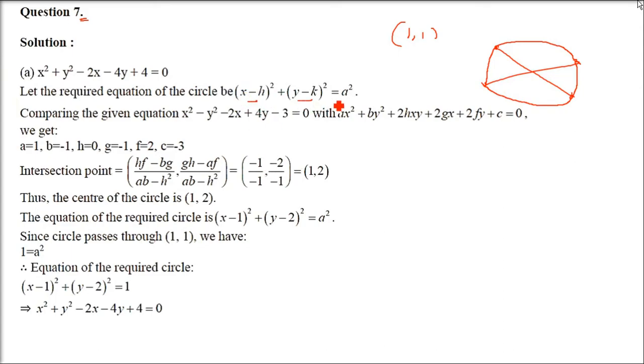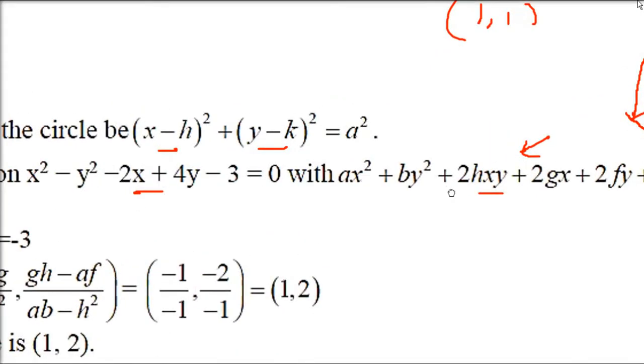We'll start with the equation x minus h whole square plus y minus k whole square equals a square. Now we'll compare it with x square minus y square minus 2x plus 4y minus 3 equals 0. Sorry, we have to compare this with ax square plus by square plus 2hxy plus 2gx plus 2fy plus c, because in straight lines, the equation which represents a pair of lines is this one. So we are comparing the given equation with the standard equation. If you see here, a is 1, and with minus y square, b is minus 1.